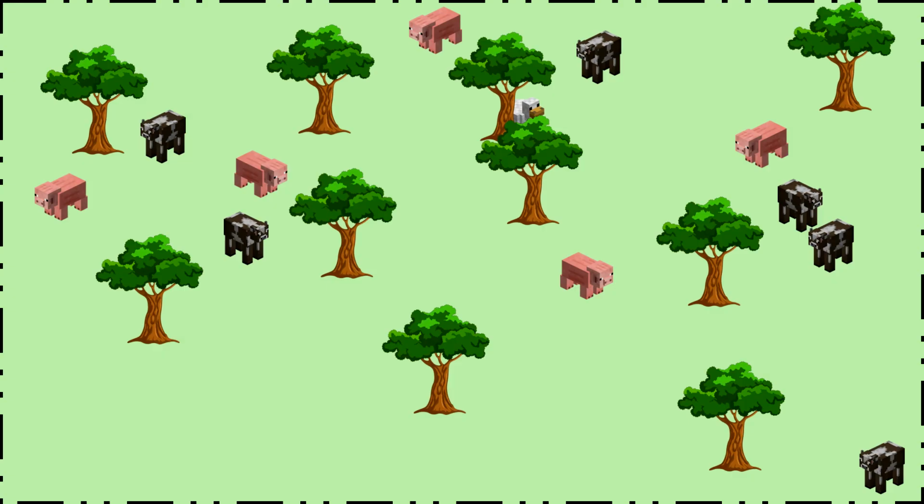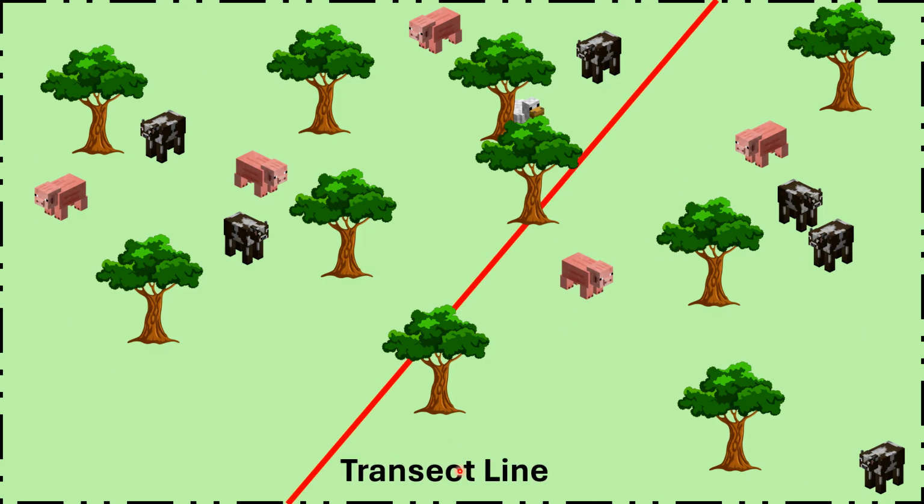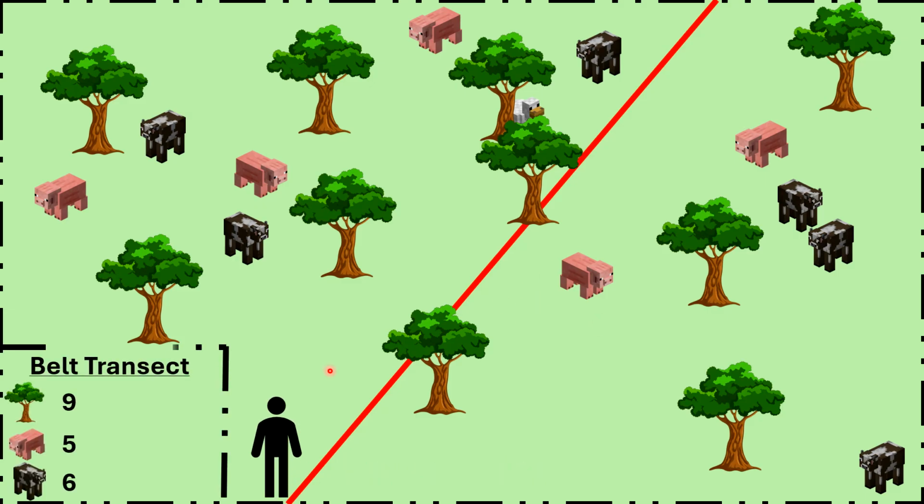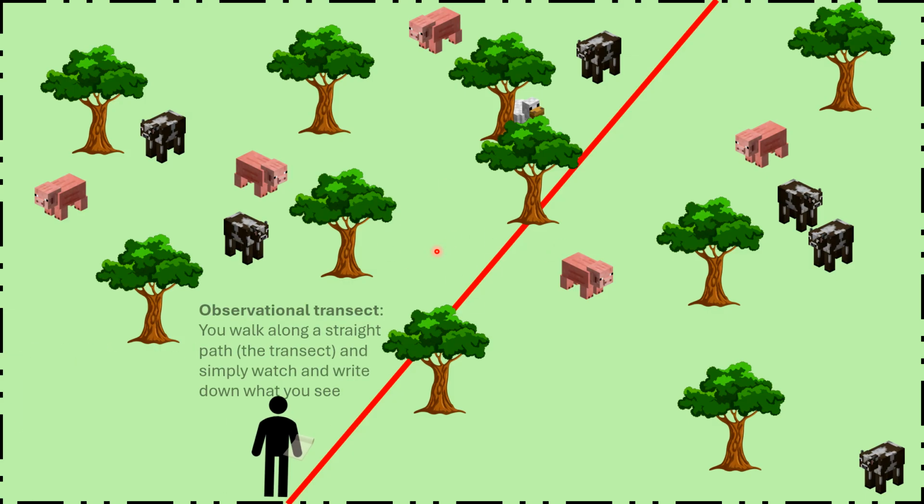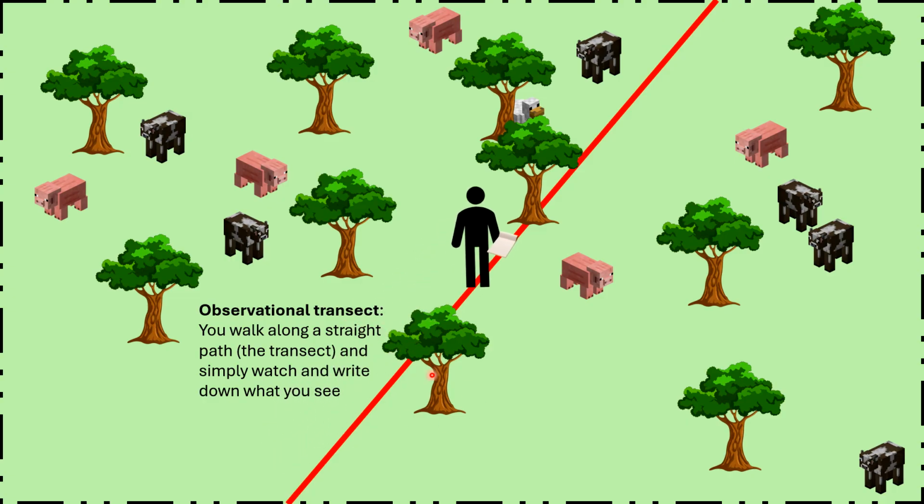Let's have a look at transect lines, where firstly you're going to draw a grid over a certain area. Then you're going to draw your transect line. And there are three things you can do here. First, there's the belt transect, where you count how many plants and animals there are. So there's 9 trees, 5 pigs, and 6 cows around here. Then we also have the observational transect, okay? So you walk along a straight line, as this man right here, the transect line, and you simply watch and write down what you see.